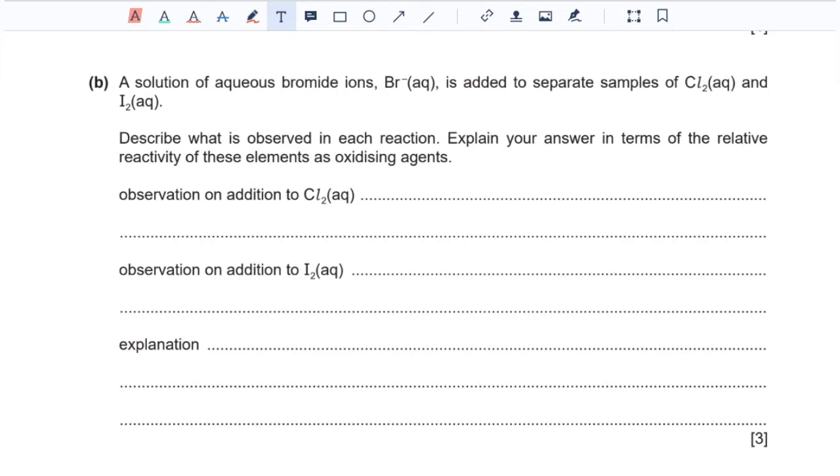Now this happens because going down the group, the atomic size of halogens increases, which means that the shielding effect of the outer shell electrons also increases. As you go down the group, the nuclear attraction for outer shell electrons decreases, which also means that the attraction for electrons that could have been added to the last shell also decreases, which is why going down the group from chlorine to bromine to iodine, the attraction for extra electrons decreases, and therefore their strength as oxidizing agents decreases.